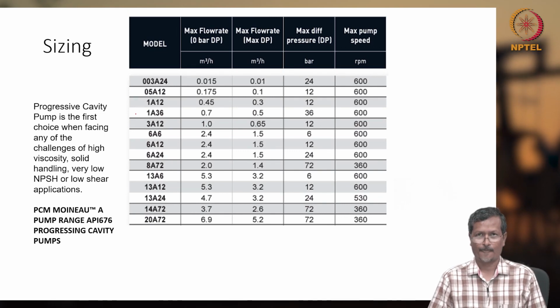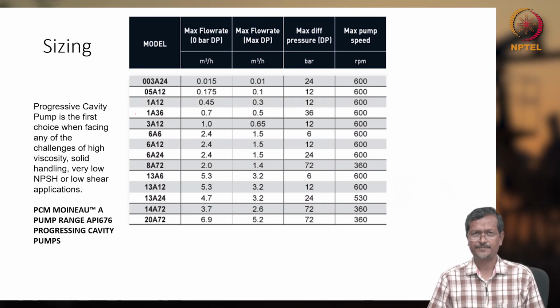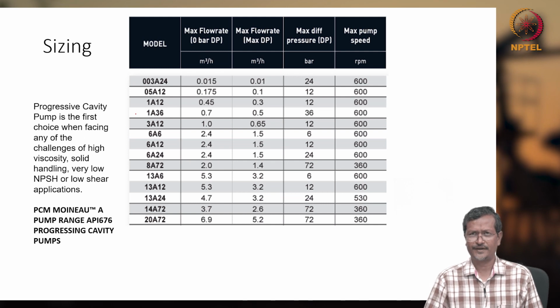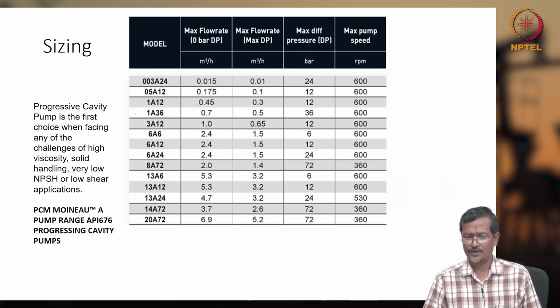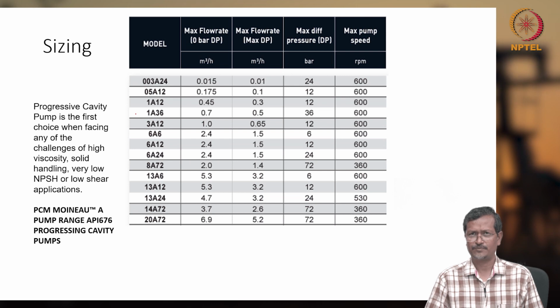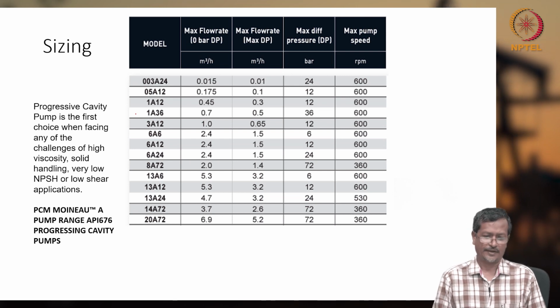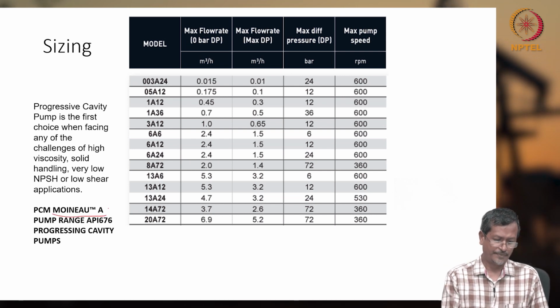Now, sizing. I already said PCP speed will be around 500; here they have given 600 also, but normally you will not find a PCP more than 600. Okay. And I have taken this one from Moineau pump.